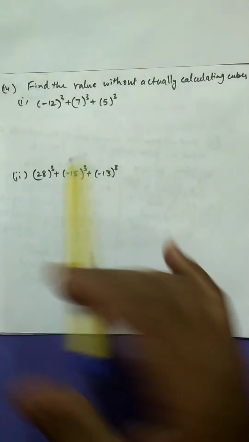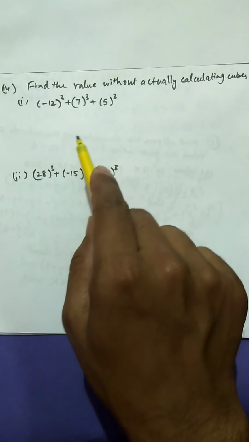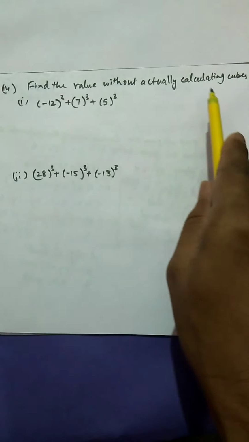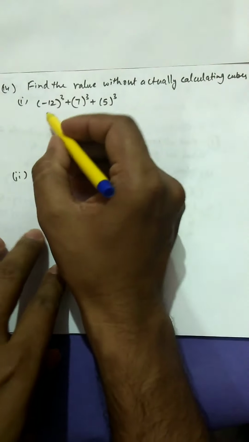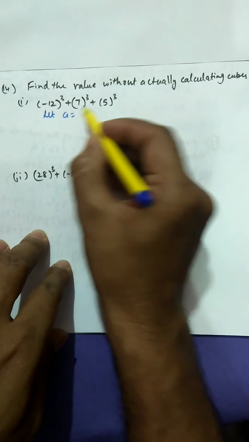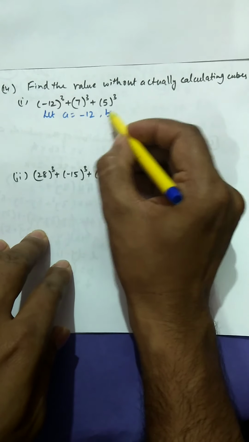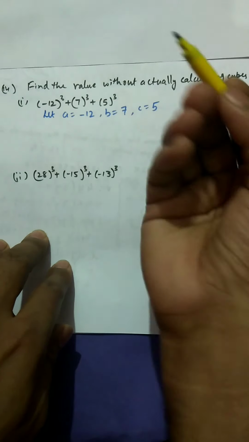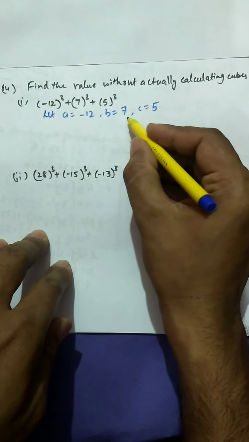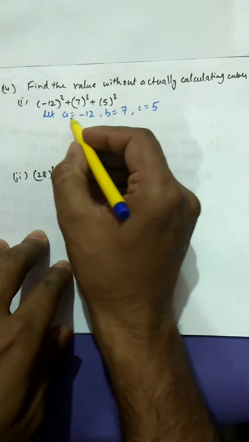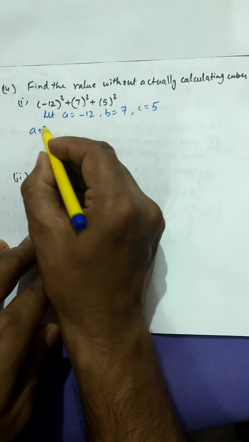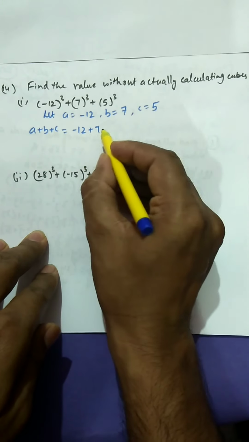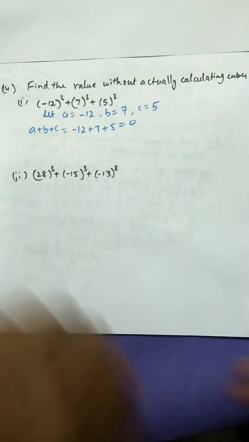See this problem, question number 14, first part, minus 12 cube plus 7 cube plus 5 cube. You have to calculate it without actually calculating the cubes. So you see we take let a equal to minus 12, b equal to 7, and c equal to 5. Or you may say x, this as y, this as z also. So now your a plus b plus c, we do the sum. So this is minus 12 plus 7 plus 5. So this is going to be 0.